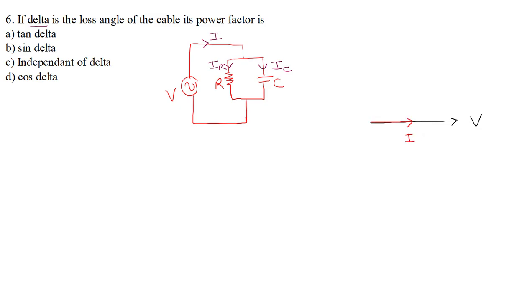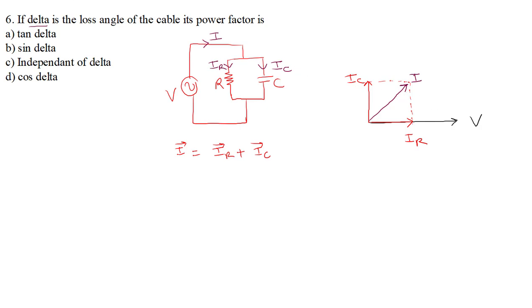So this is the current flowing through the resistor, IR. The current flowing through the capacitor, IC, leads the voltage by 90 degrees. So we can draw IC like this. So this is IC. And if we calculate I, here I is nothing but the phasor sum of IR and IC, so IR plus IC. So if we add IR and IC like this, this side will be the total current I.